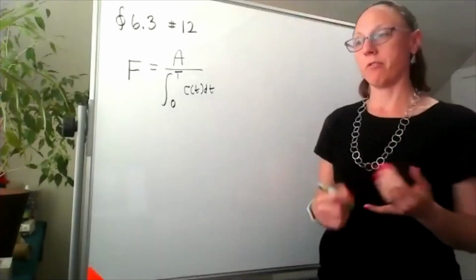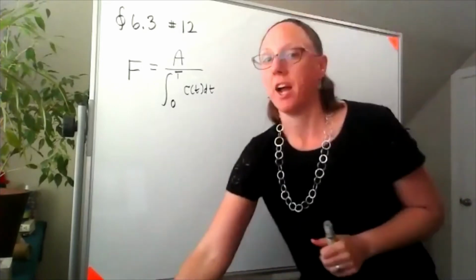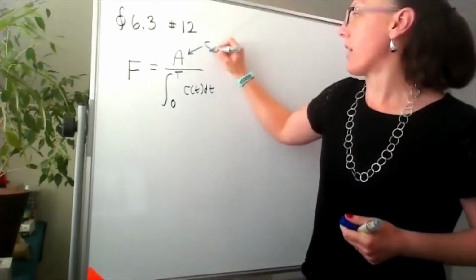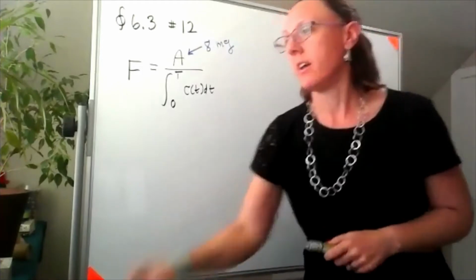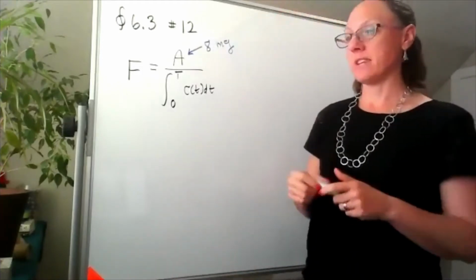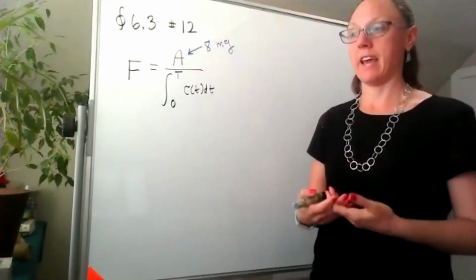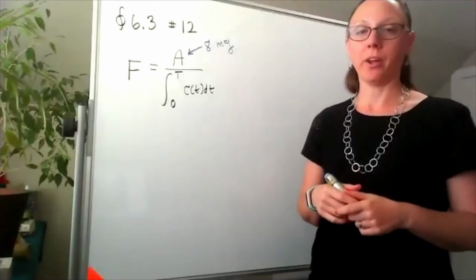So in problem 12, we're told that we have an 8 milligram injection of dye. So that's what's going up here for my A. That's our 8 milligrams injection of dye. And a 2-second interval readings are shown in this table. And we're asked to use the midpoint rule to estimate the cardiac output.